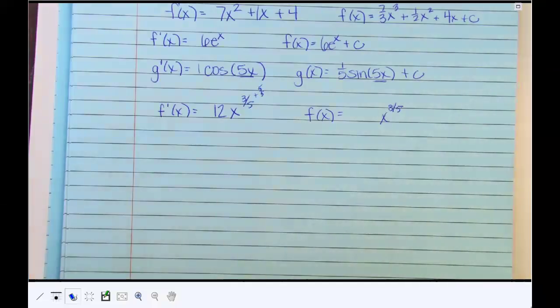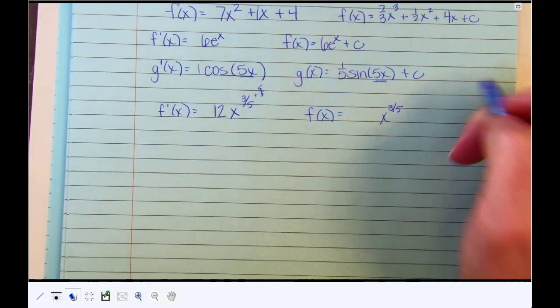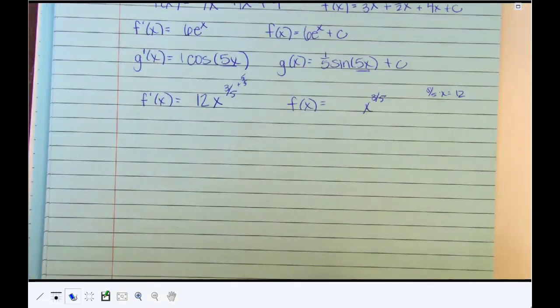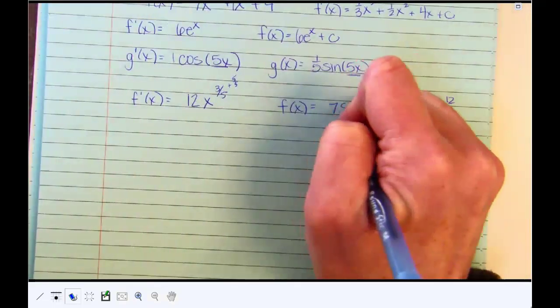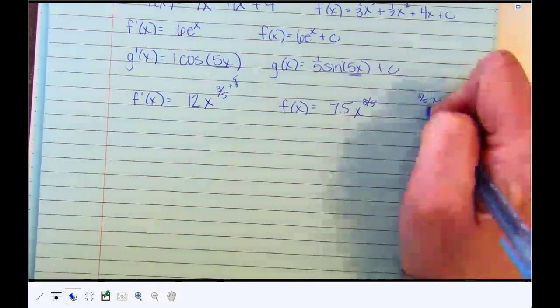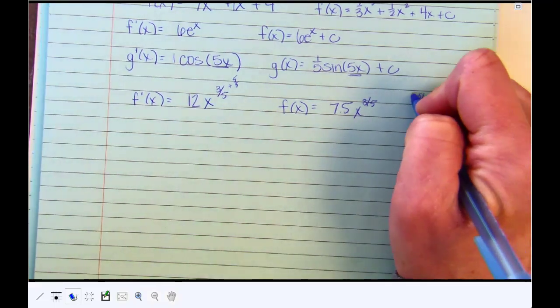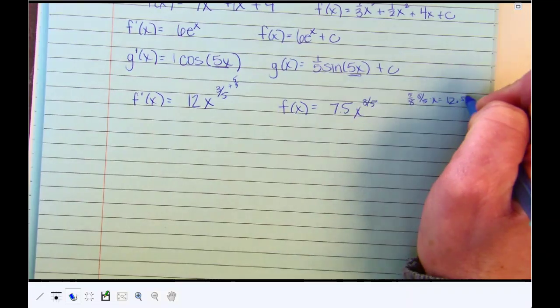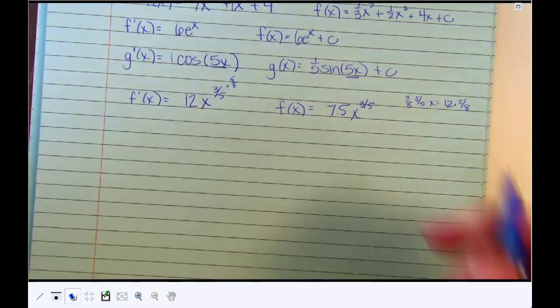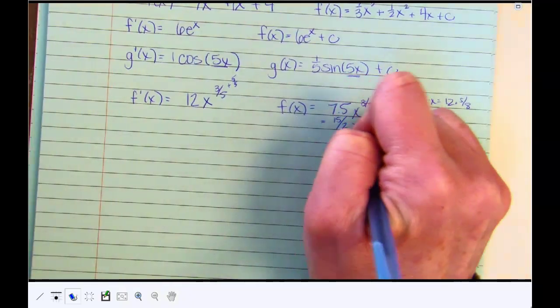And you have to divide the 12 by 8/5 because 8/5 times something is equal to 12. Can we write 12 over 8 fifths? No, you'd have to simplify it. You can do 12 divided by 8/5 in your calculator. You cannot have a complex fraction. So 60 over 8, which is 5/2, is that 15 halves? So 15 halves x to the 8/5.